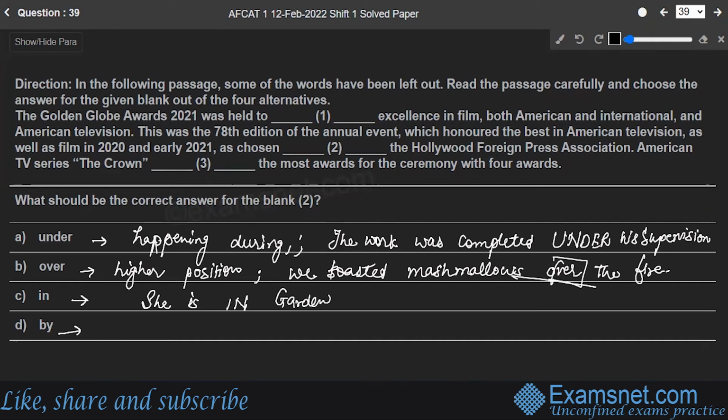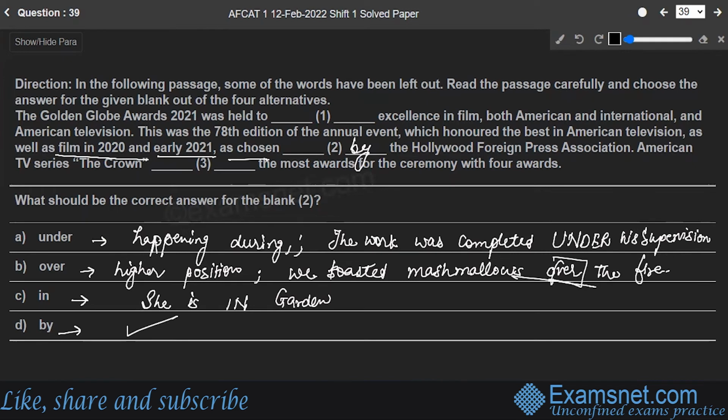And you see, we use the passive voice. We can use a phrase like by to say who did the action. This was done by that. Here the preposition by should be used to make the sentence grammatically correct. Let's read it: as well as a film in 2020 and early 2021 as chosen by the Hollywood Foreign Press Association, right? So this was the correct one.